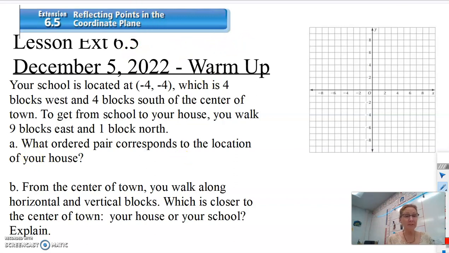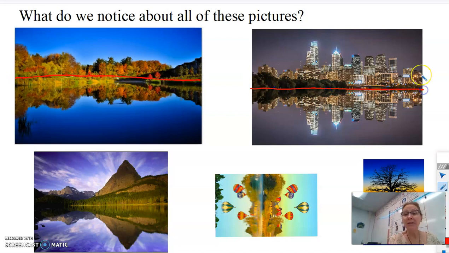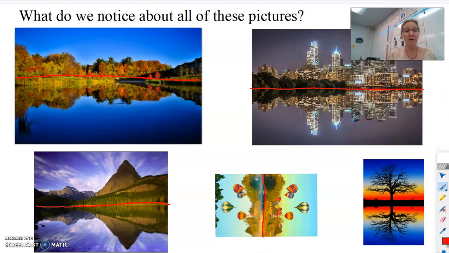Okay, so we're reflecting points in the coordinate plane. I want you to look at these pictures and see that these are all reflections, right? And the idea is I can figure out where the line of symmetry or the line of reflection is by noticing where the real picture ends and the reflection starts. So it's cool to take pictures with water as a background, because if it's flat, the surface of the water will reflect the sky or buildings and things like that.